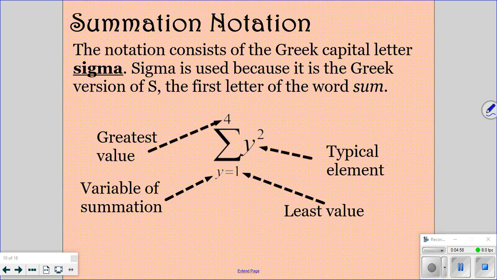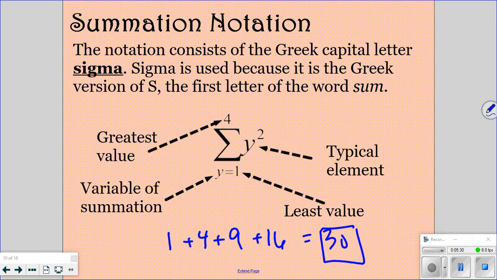So what you're going to do on these, we're going to start with 1, and we're going to plug in every integer up to 4, and we do plug in 4. So we would do 1 squared, 2 squared, 3 squared, and 4 squared. And it's a summation, so you add those all together to get your answer. So 1 plus 4 is 5, plus 9 plus 16 gives you a 30. So that's what this answer would be.